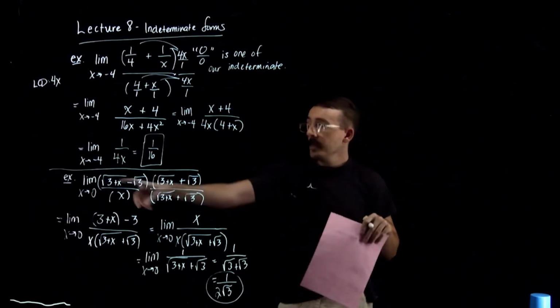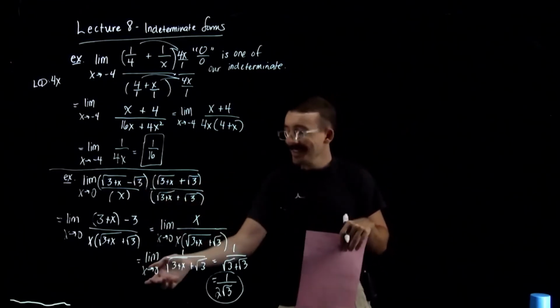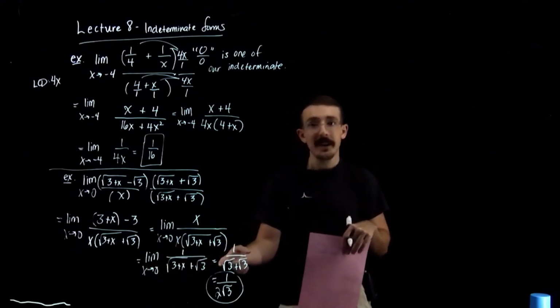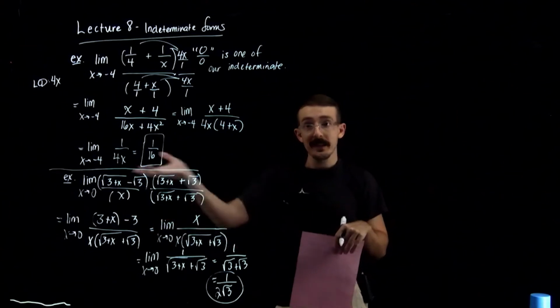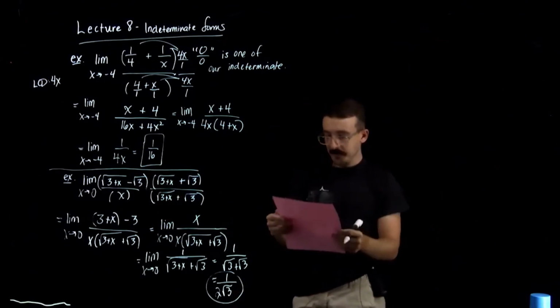So notice I kept the limit in every single step. I'm proud of myself for remembering. I kept it until this very last moment. And then when I actually plugged it in, I dropped the limit. I don't need it anymore. But until then, you need it in every other step. So this is the limit of the original problem.